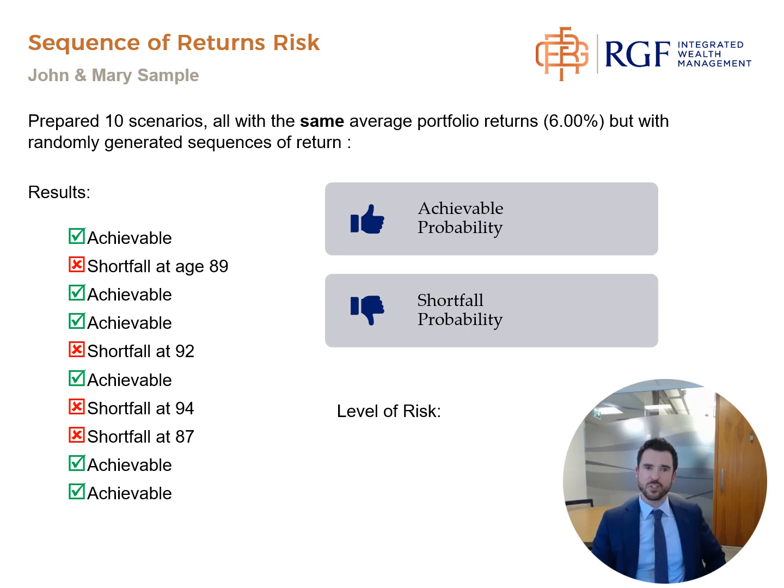So summarizing the results of the 10 simulations we see, in 60% of the scenarios, the samples are still able to achieve their objectives. But in 40% of the scenarios, it's going to result in them running out of money before their assumed life expectancy, with the worst case being a shortfall at their age 87. Now, I don't think anyone would be comfortable with these odds, and it clearly represents a high risk to the sample's retirement.